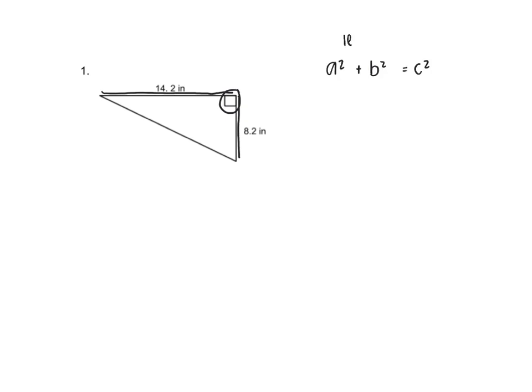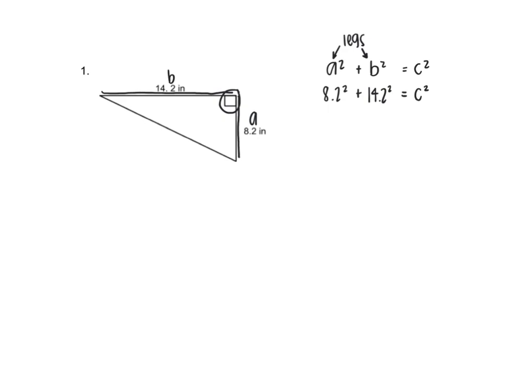We need to remember that our legs are represented by A and B, and we can do that by labeling them in our sketch that we're given, or just by remembering. So we're going to replace A with our 8.2 value, and we're going to attach the exponent of 2 to it. Then we're going to replace b with 14.2 and put it to the power of 2. And we're trying to solve for c, so we're going to leave that variable in place.